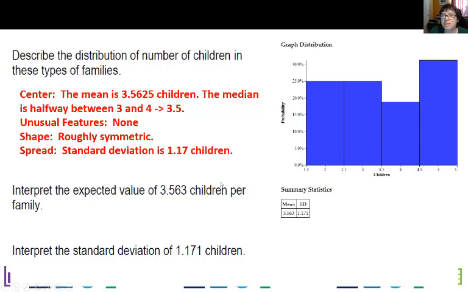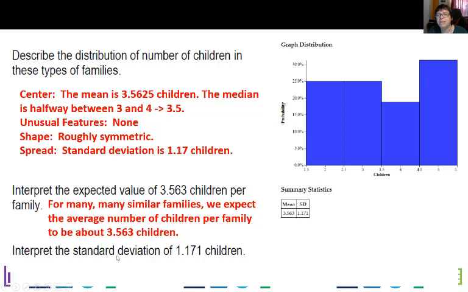All right, so now let's interpret the expected value. For many, many similar families who do the same thing, we expect them to have an average of 3.563 children. All right, the standard deviation is the distance. It's kind of like an average distance between the values and the mean. So how do I interpret this 1.171?